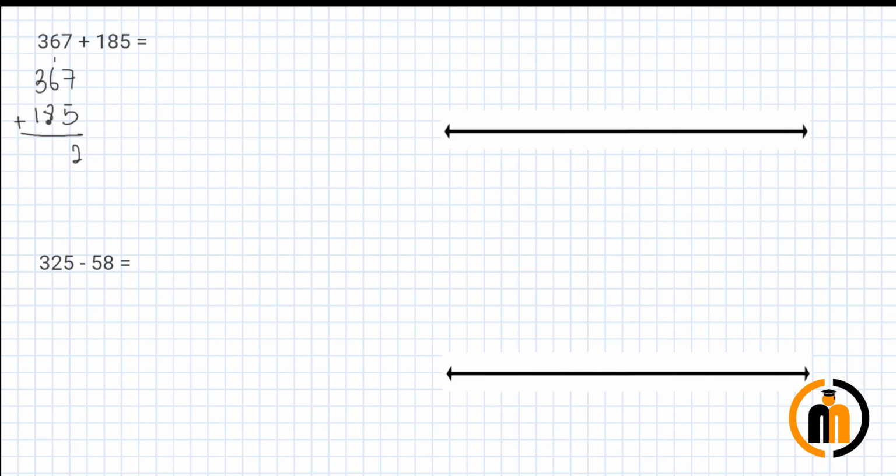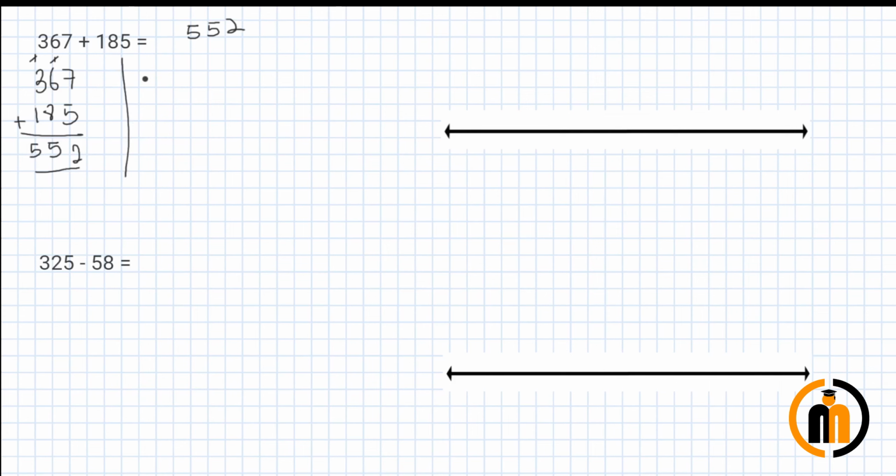Then we have 6 plus 8, which will give us 14, plus the 1 that's up here, we get 15. So 5, and then 1 here. 3 plus 1, you get 4, and then 4 plus the 1 up here, you get 5. Right, so the answer to this question is 552.